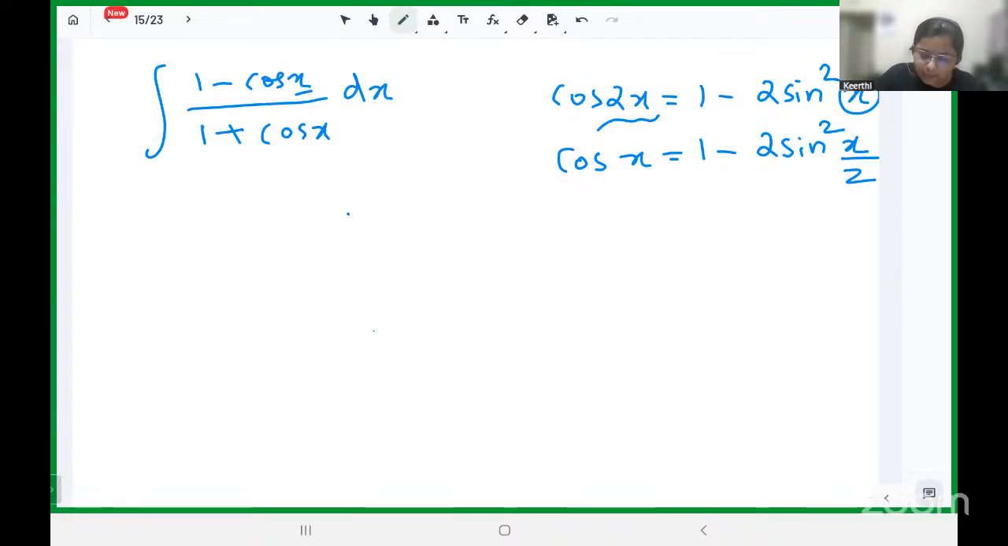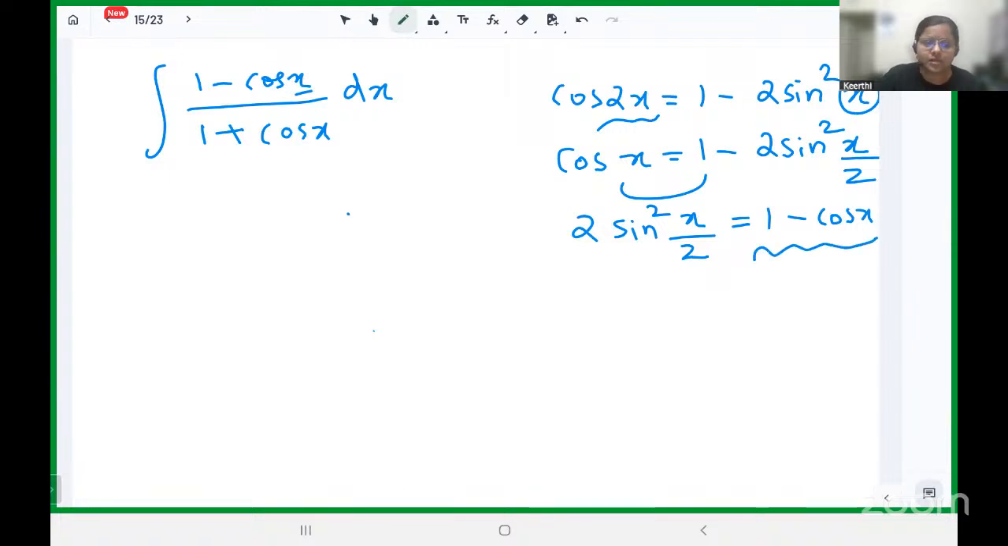So what will happen? We need 1 minus cos x, so you take 2 sine square x by 2 to this side. So this is equal to 1 minus cos x. 2 sine square x by 2 is equal to 1 minus cos x. So we have got the identity for 1 minus cos x. What is it? 2 sine square x by 2. So 1 minus cos x can be replaced with 2 sine square x by 2, divided by.